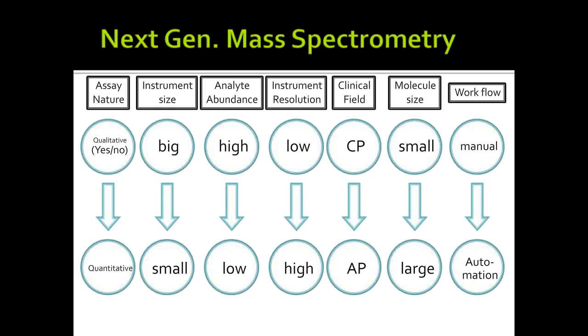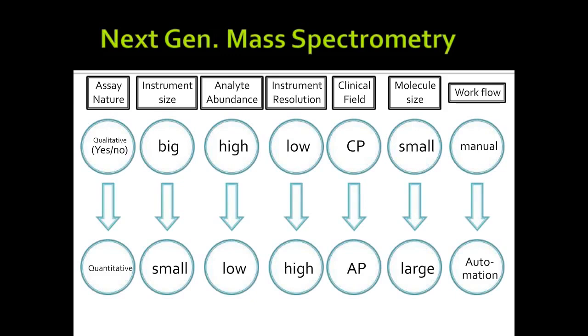One is assay development. From assay matrix, we're moving from qualitative to quantitative assays. For instrument size, we're moving from big to small, which is the miniaturization of mass spec, and we even think about point of care settings so that it's readily available to use. From an analyte abundance perspective, we want to cover high abundance and low abundance analytes. For instrument resolution, we want higher resolution readily available in instruments.